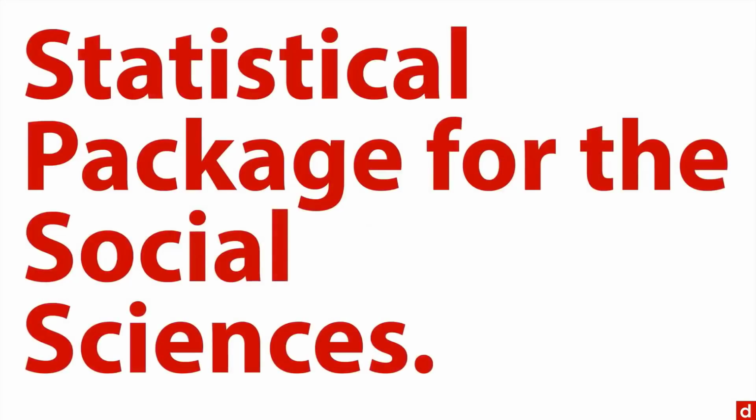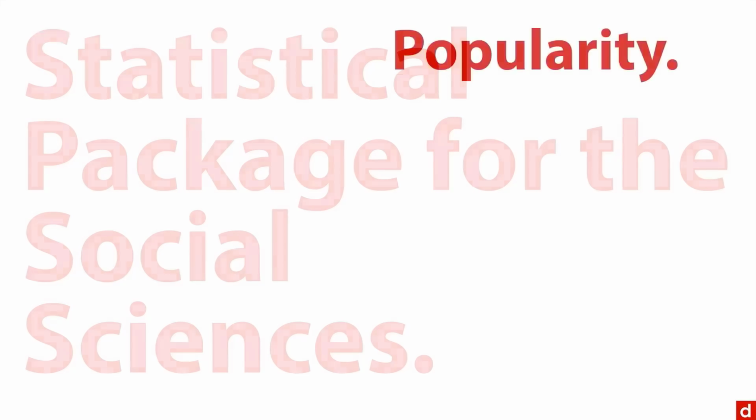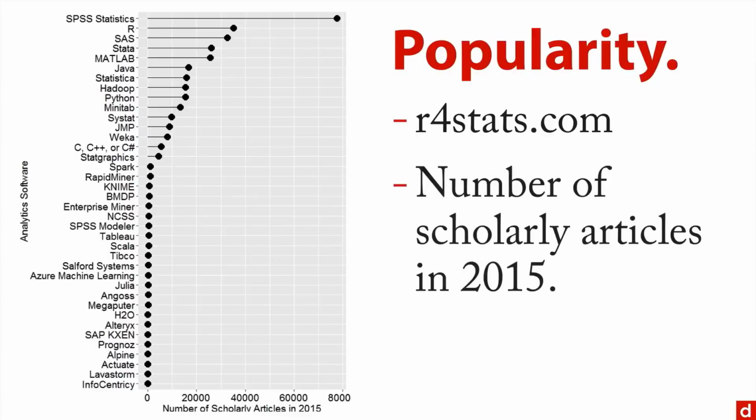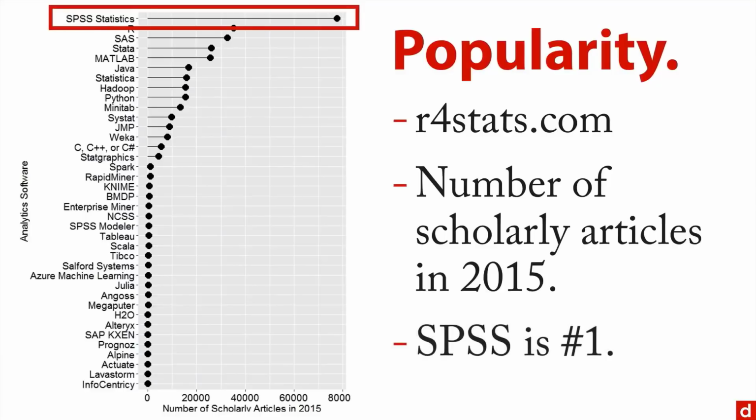Once upon a time, it stood for Statistical Package for the Social Sciences. Now it's just SPSS, but that's its origin. One important thing to know is how popular SPSS is. Here's a chart right here that comes from the excellent website r4stats.com. And what it shows is the number of scholarly articles published in 2015 using various statistical packages and languages. And what you can see here is right at the top is SPSS Statistics. SPSS is number one by far in terms of scholarly research.